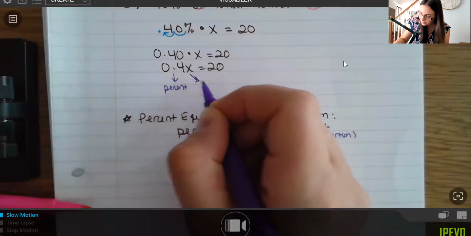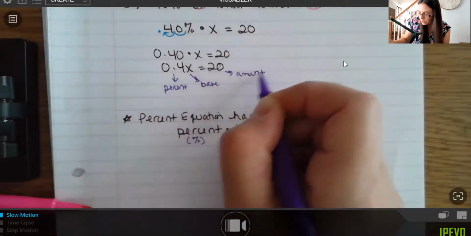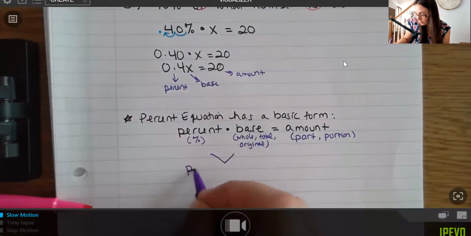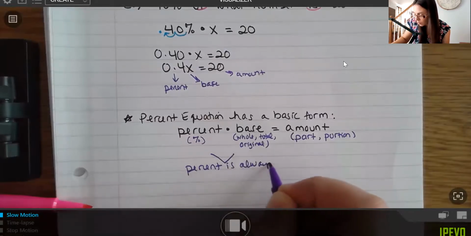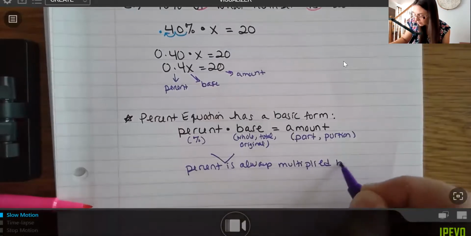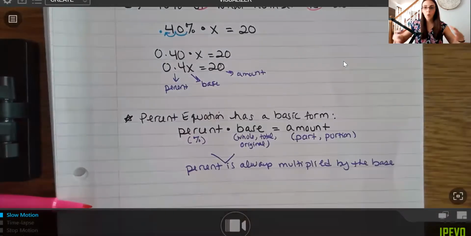Here is the base, and here is the amount. Okay, so what I want you to notice is that the percent is always multiplied by the base. And that base is that whole, that total, that original. It's that starting point value there.